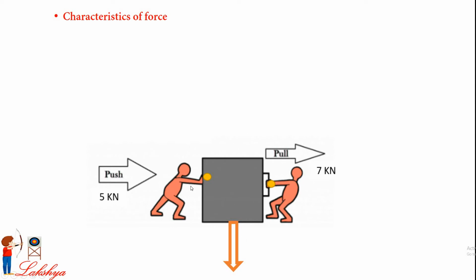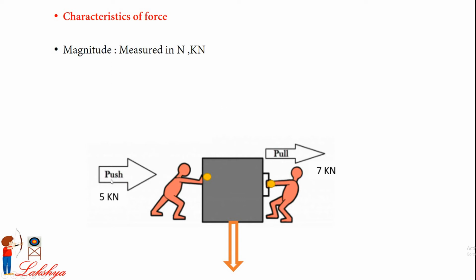Now, consider this figure. What is the man doing? He is giving 5 kN push type of force. What is this man doing? He is giving 7 kN pull type of force. Now tell me, what is the 5 kN and 7 kN? It is magnitude of force.